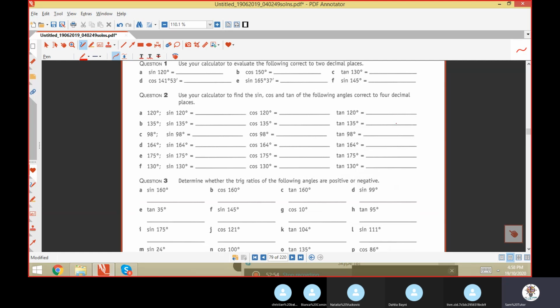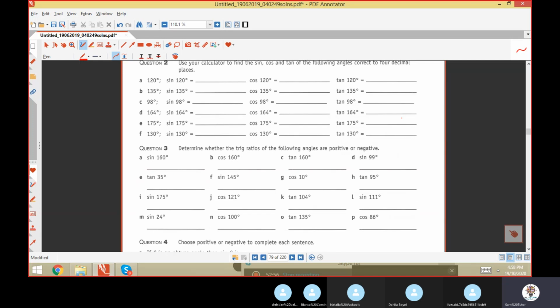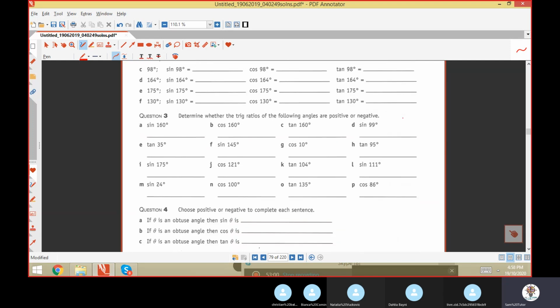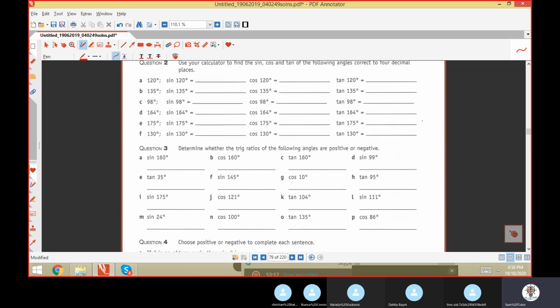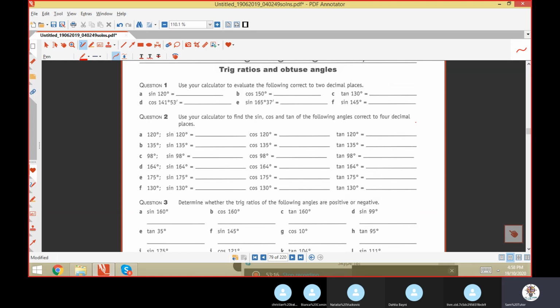Same gimmick with question 3. Question 3 is the same thing except it's more random. Okay, question 4 is when we get into the theory. If theta is an obtuse angle, then sine is this. If theta is an obtuse angle, then cosine is this. If theta is equal to an obtuse angle, then that's no. We could do question 4 together, but questions 2, 3, and 1, that's all you, okay?